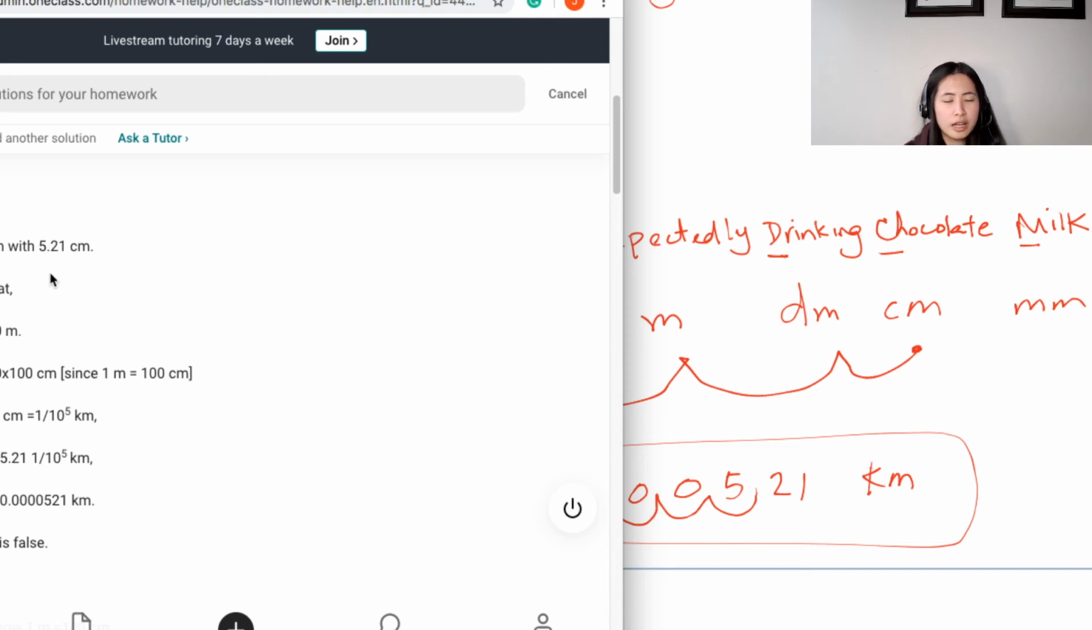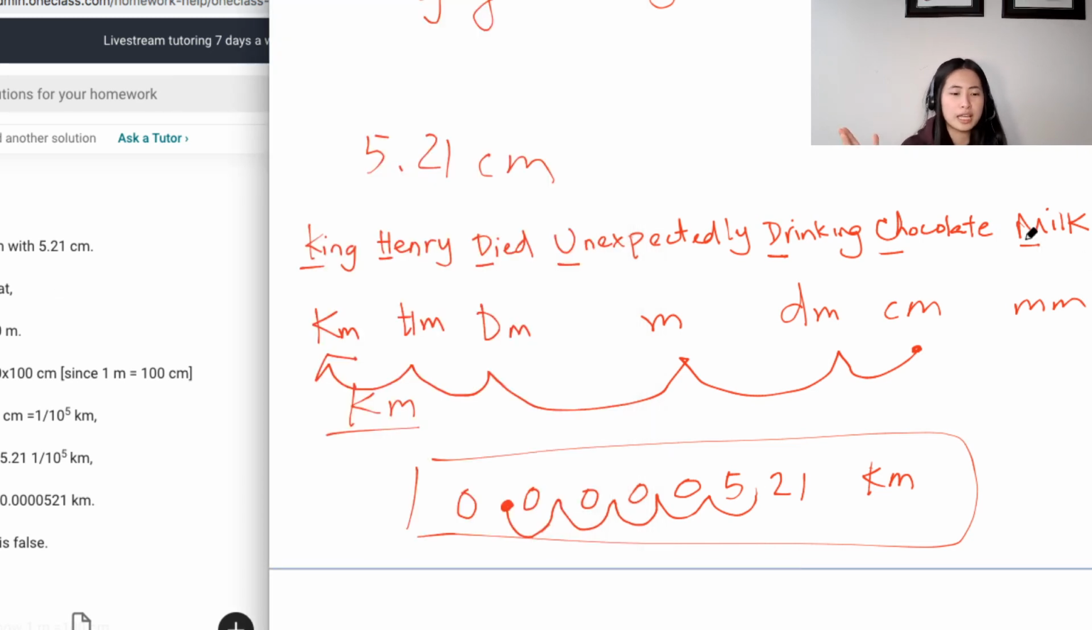Also, I just wanted to mention that I know there are some students who have a hard time memorizing numbers, right? So that's why I'm presenting two ways.